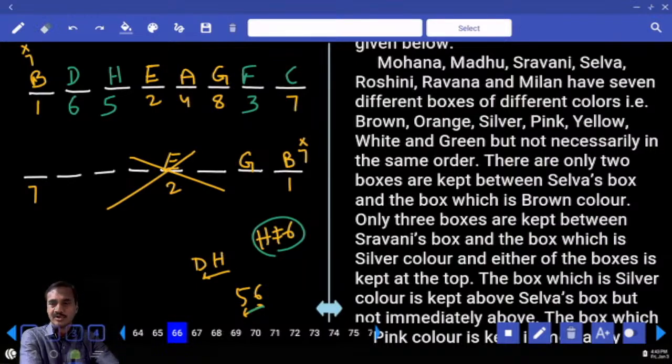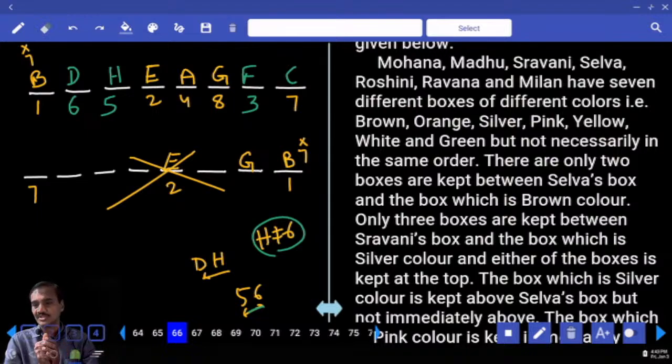Now how many boxes are there? There are 7 boxes. Now 7 boxes of 7 different colors. Now these 7 boxes are of 7 different colors, and there are exactly 2 boxes between Shalva's box and the box which is brown color. Clear? Shalva and brown, there are exactly 2 boxes.